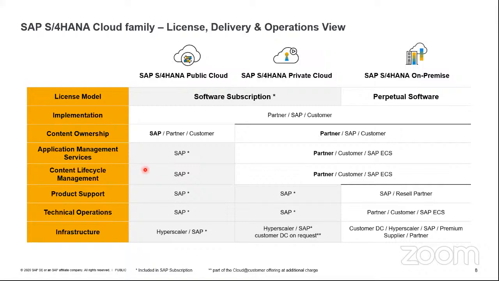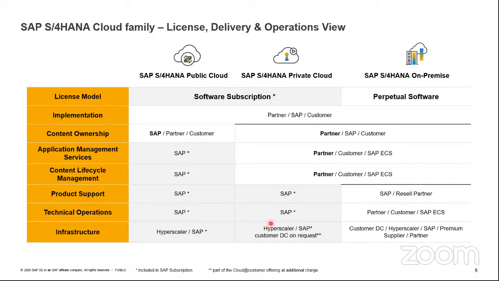However, when we talk about the private cloud and on-premise, it is the partners or the customers and SAP ECS. SAP ECS is the enterprise cloud services team, which can also help you do all these activities in these two models. And product support will obviously remain with SAP, and technical support would also remain with SAP.